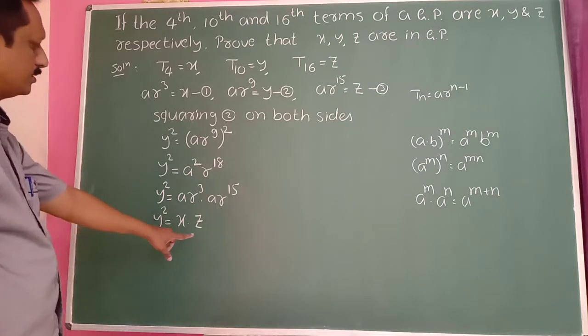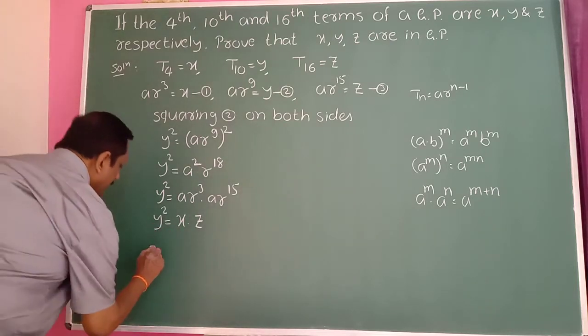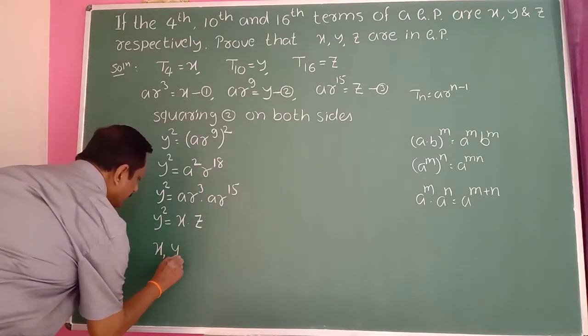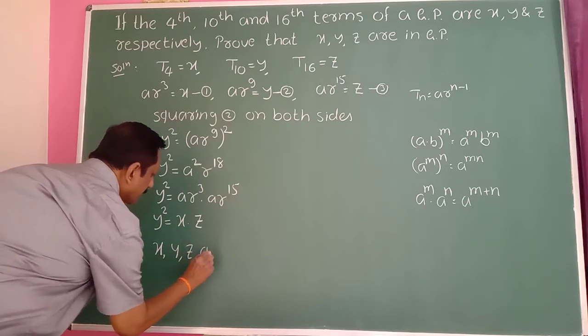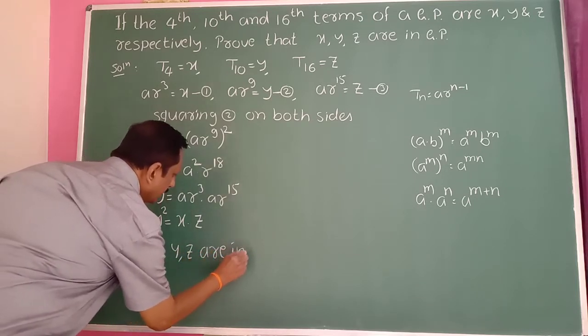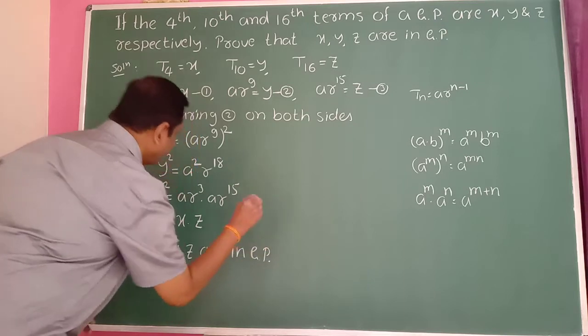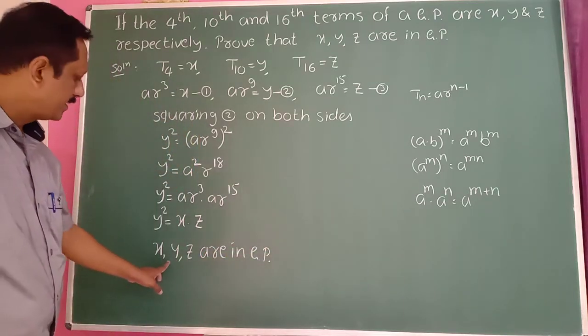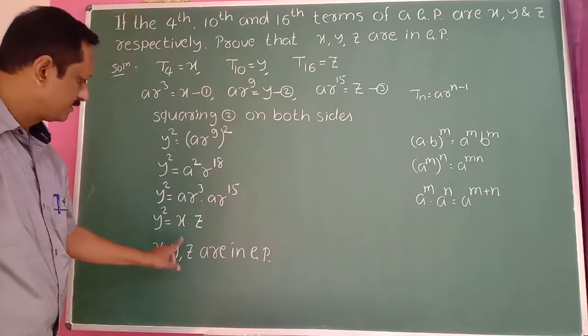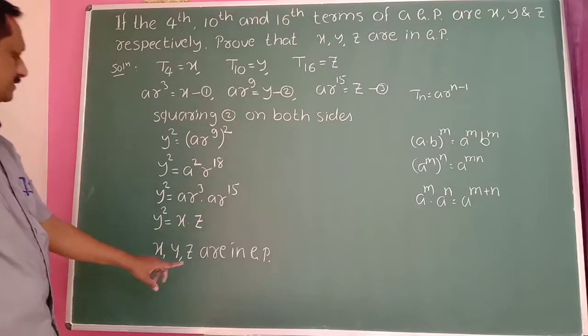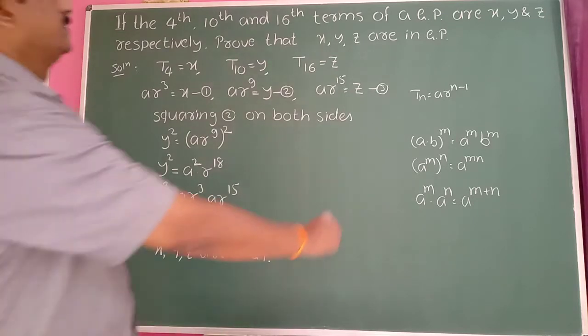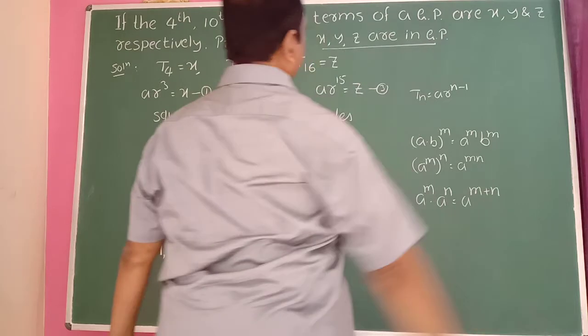Therefore y square is equal to x z, that means x, y, z are in GP. Here y is the geometric mean between x and z. Hence y square equals x z, hence x, y, z are in GP. So this is our required result.